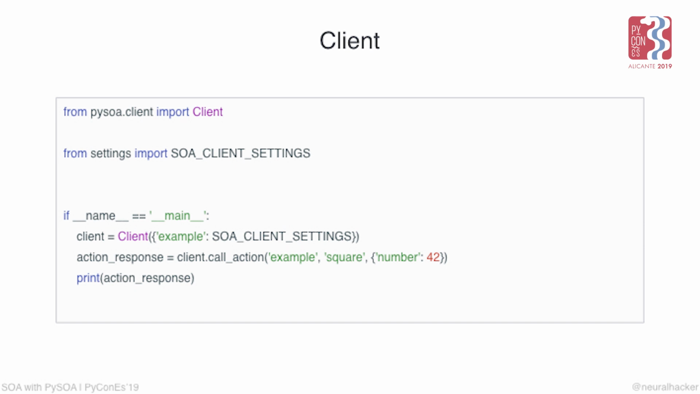What about the client? The client just needs to set some settings for communicating with the server. You have to tell the client where Redis is, what the parameters for Redis are. Usually that's enough. And then you just call the action like this. You get a client, call action, and give the name of the server, the name of the action, and the body. This is the important part.